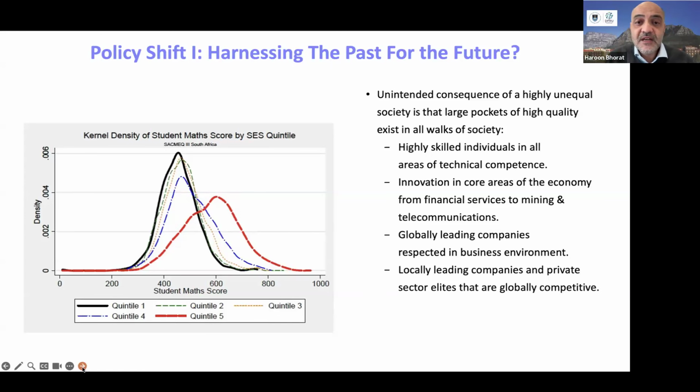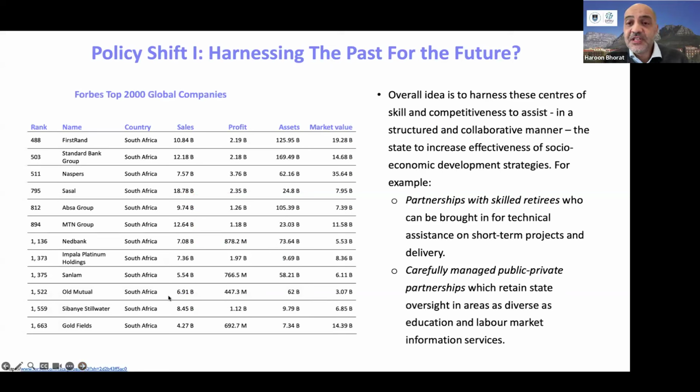So to continue with that, the other outcome, which we see very tangibly, and when I showed this to government leaders, they were shocked, is this list of Forbes top 2,000 global companies that are South African. There's at least, I think, about 12 South African companies. They're not all banks, although a lot of them are banks, but in mining, financial services, oil and gas, of course.